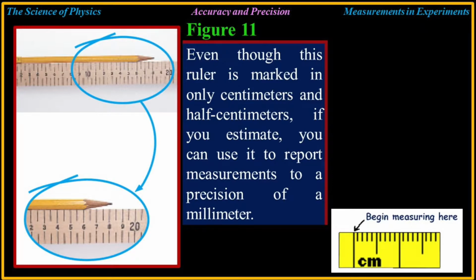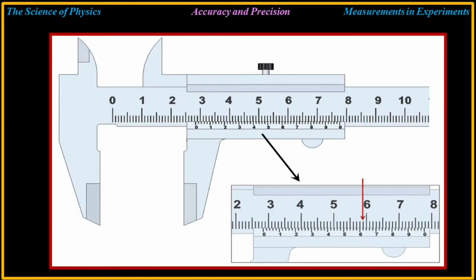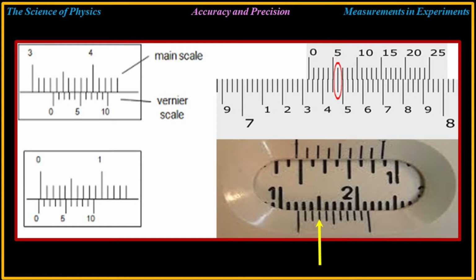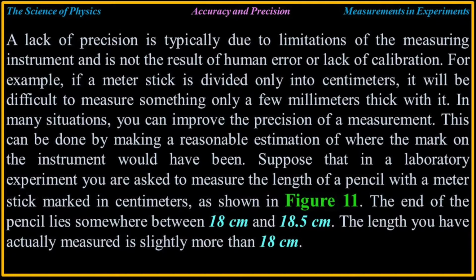And it has to be. I don't know what the book is thinking by giving you the idea that it's only a possibility. You have to measure. This is a vernier caliper, and these help you to measure that estimated place value. They're to help you, but they still measure to one estimated place value. A lack of precision is typically due to limitations of the measuring instrument and is not the result of human error or lack of calibration.